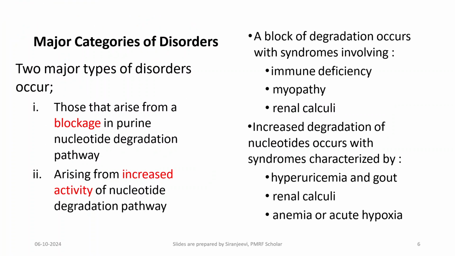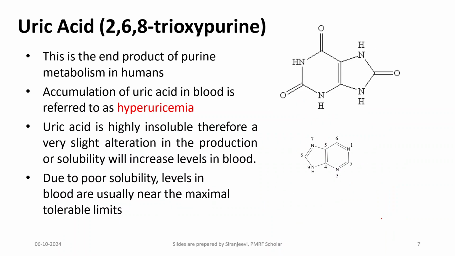The major disorders in purine nucleotide metabolism can be of two types. One is a blockage, where substrate A will not be converted to product B, or increased activity of certain enzymes that leads to high accumulation of the product. So blockage of degradation occurs with symptoms involving immune deficiency, myopathy, and renal calculi. And increased degradation of nucleotides occurs with symptoms characterized by hyperuricemia, gout, renal calculi, anemia, and acute hypoxia.